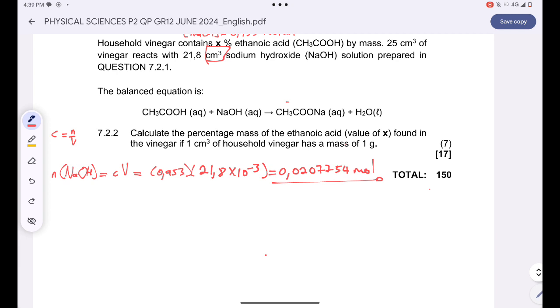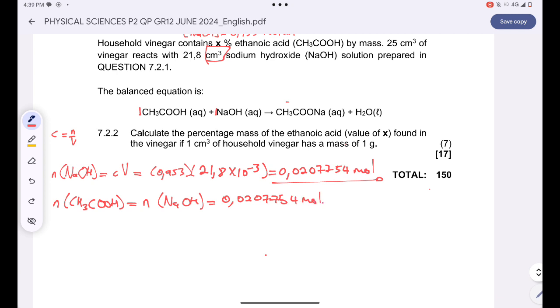According to the ratio and proportion, guys, since the ratio is just 1:1 between the acid and the base, I can simply conclude that the number of moles of my ethanoic acid is basically equal to the number of moles of my sodium hydroxide, since the ratio is just 1:1, right? That's 0.020774 moles. Are you together?